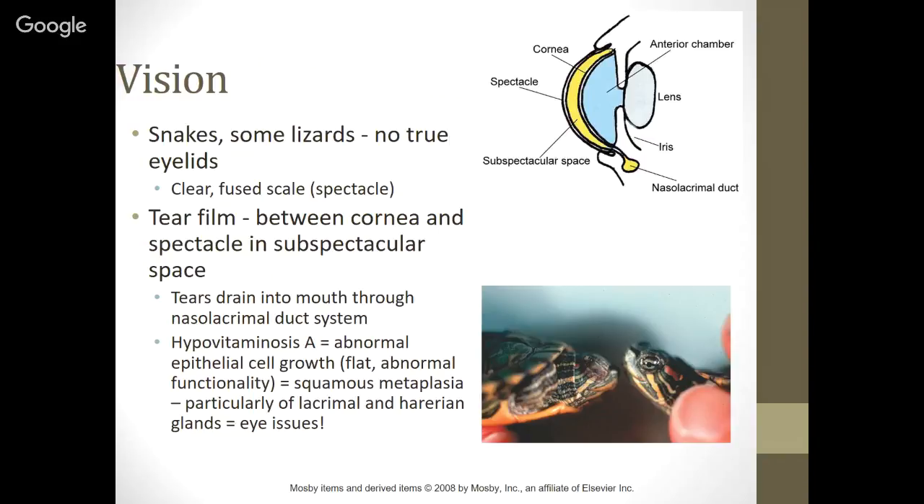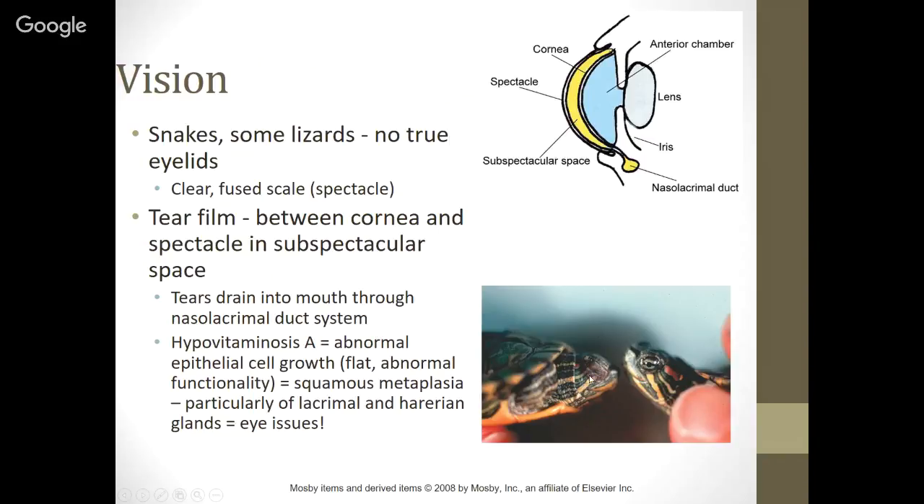Hypovitaminosis A, this is why this is important to understand. Hypovitaminosis A, when we have not enough vitamin A in the diet, leads to abnormal epithelial cell growth. It will have flat, abnormal functionality of those epithelial cells, which will lead to squamous metaplasia, particularly of the lacrimal and Harderian glands, and that causes eye issues.